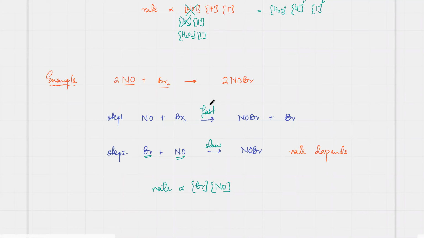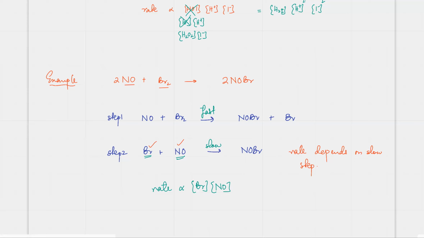Either this would be given and you'll be asked to find the order of the reaction, or the reverse, that the order of the reaction would be given and you would be asked to figure out the slow and the fast step. So let's assume that step 2 is the slow step. So rate depends on the slow step. So rate depends on NO and BR.